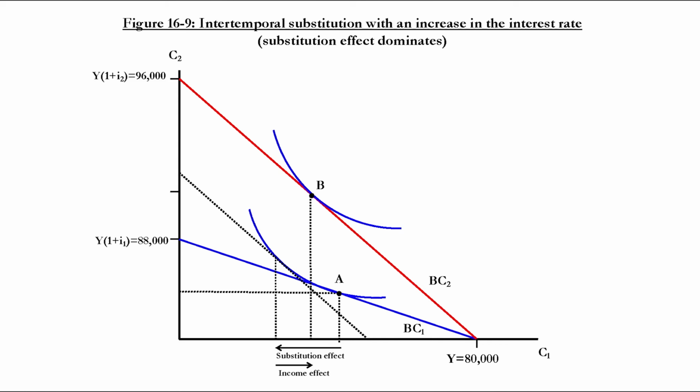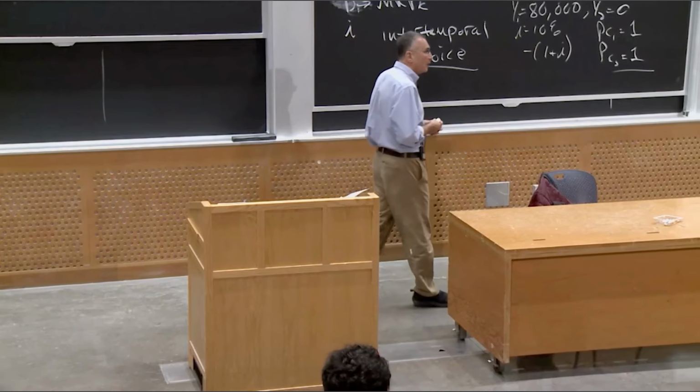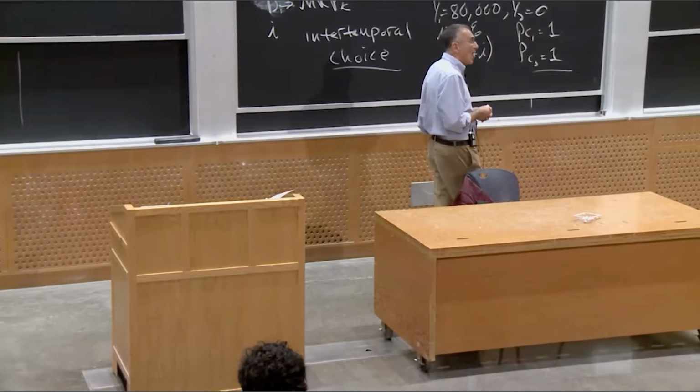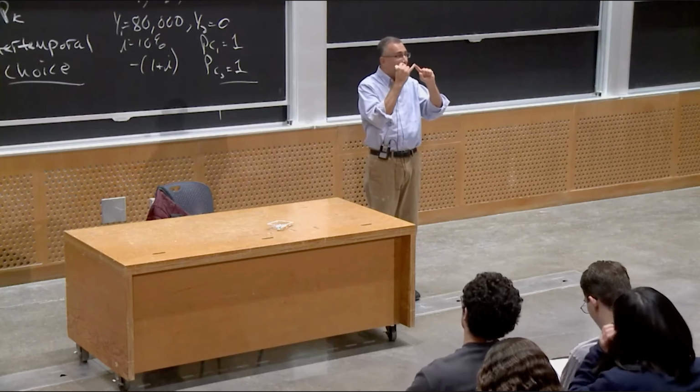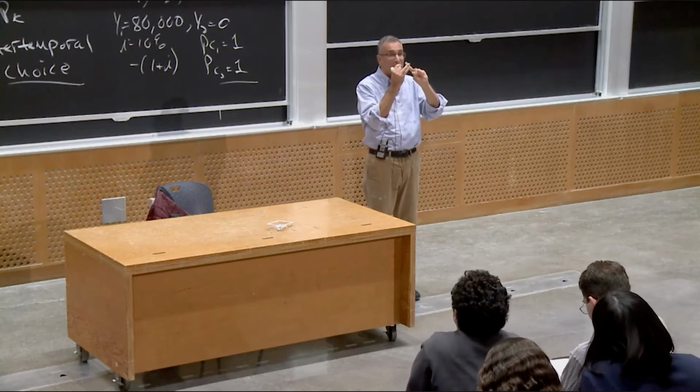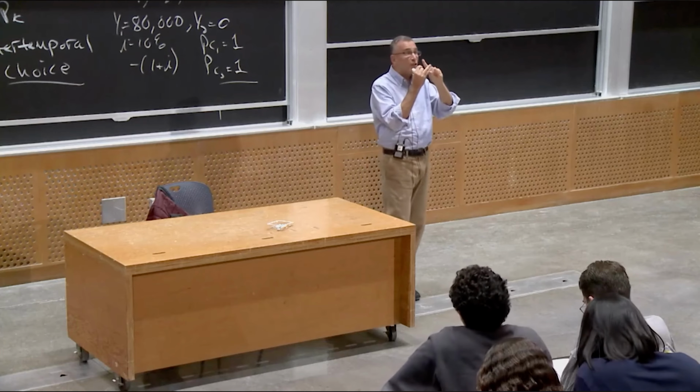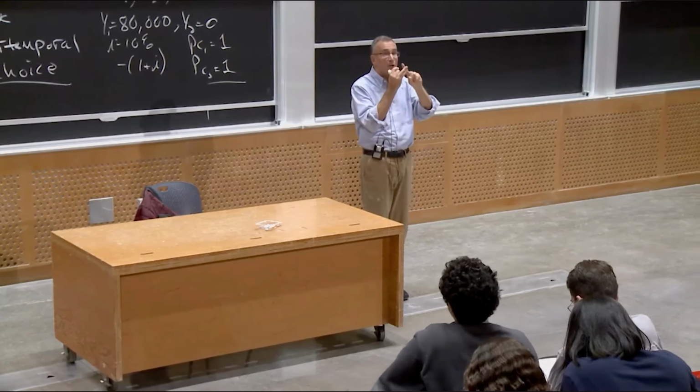Let's ask what happens when the interest rate goes up. Well, we move from BC1 to BC2. That has, guess what, 2 effects. On the one hand, you get the substitution effect. The substitution effect is that the price of first period consumption has gone up, so you want to do less of it. Focus on that. Remember, I'm not talking about savings. I'm not talking about second period consumption. The substitution and income effects are purely in terms of first period consumption.